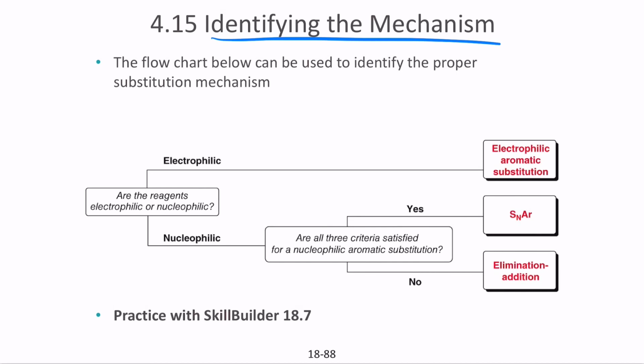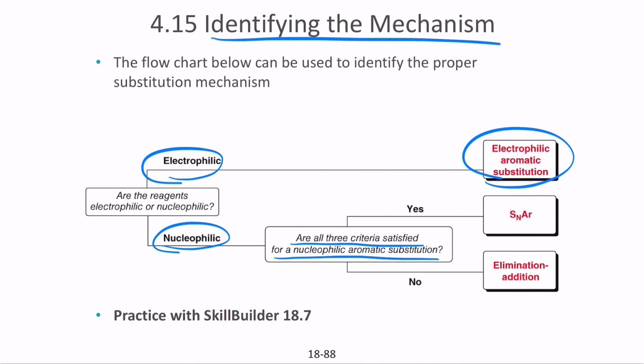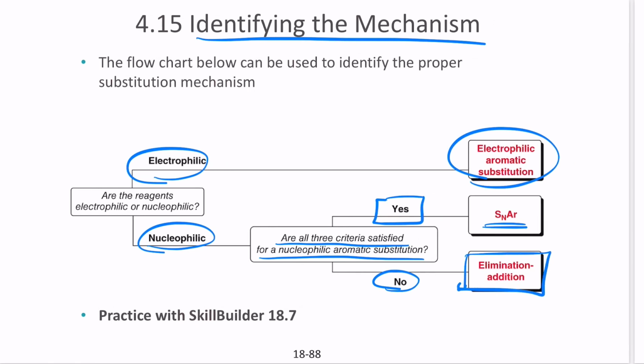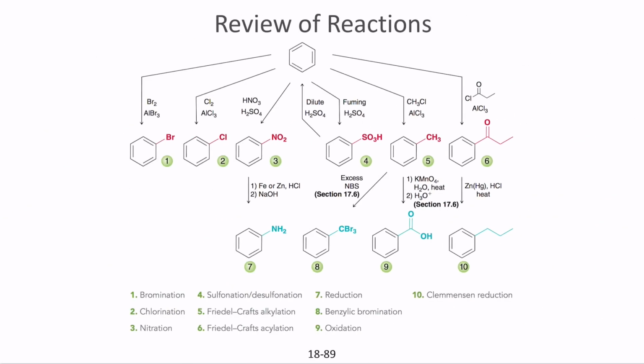Once it's electrophilic, you are sure that it's an electrophilic aromatic substitution. If it is nucleophilic and all three criteria for nucleophilic aromatic substitution are satisfied, then it's nucleophilic aromatic substitution. If any one of them is not satisfied, it can undergo the reaction by the elimination addition mechanism. This is how you can identify the mechanism.